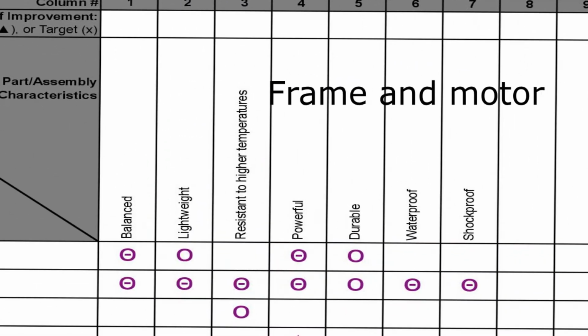Characteristics listed at the top of the matrix refer to the frame and motor. Characteristics such as balance, lightweight, resistance to higher temperature, waterproof and shockproof refer to the frame, and characteristics like power and durability refer to the motor.